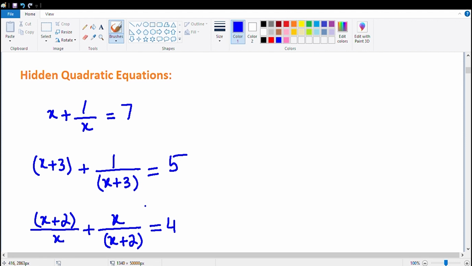Now, you can see that there are fractions involved in this, and when there are fractions, we want to get rid of the denominator so there are no fractions most of the time. So how do we do this? First of all, number one, we can simplify one side, which has the fractions.